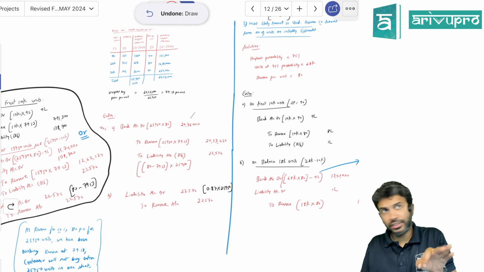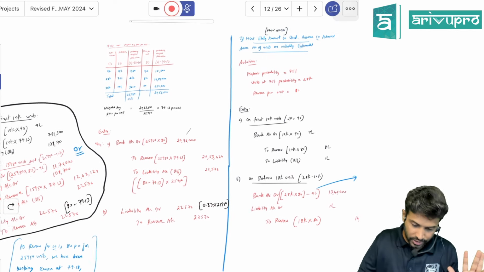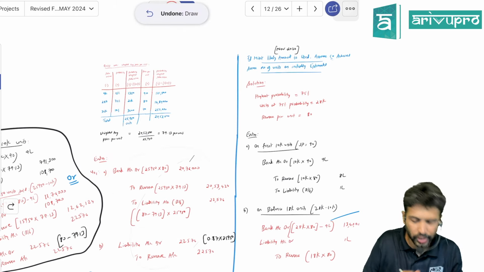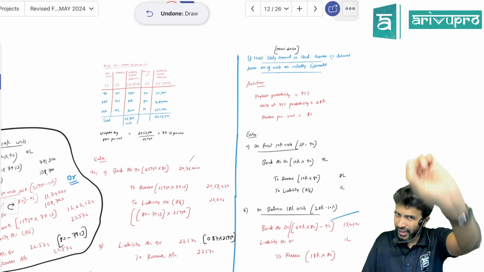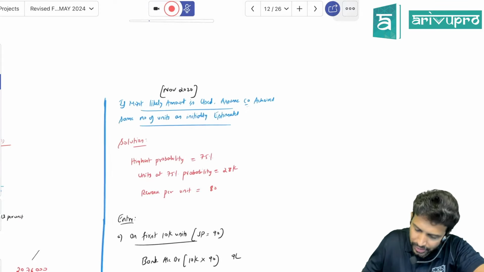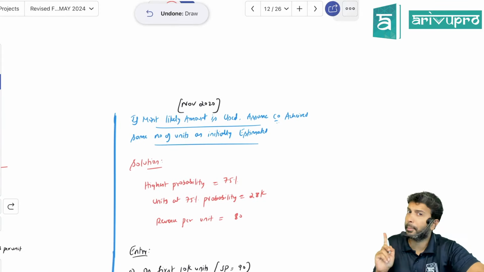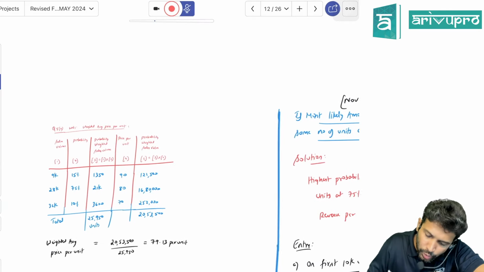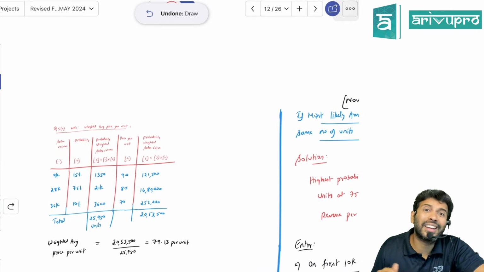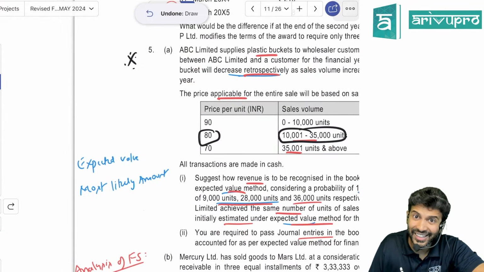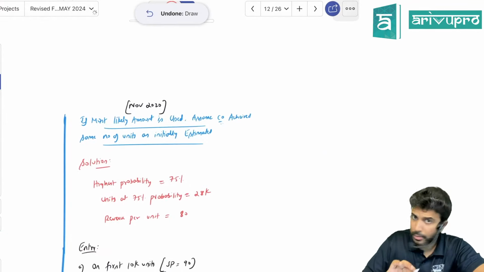Alright, so that means the problem is over. Sir, what is the solution to this question? You put up this working note, you put up these two journal entries, and we are done. The marks are over. But I think a similar question had come in the November 2020 paper, if I'm not mistaken. There it had come for 10 marks. Here we used the expected value method. There is another method, the most likely amount basis, right? So this question is over.